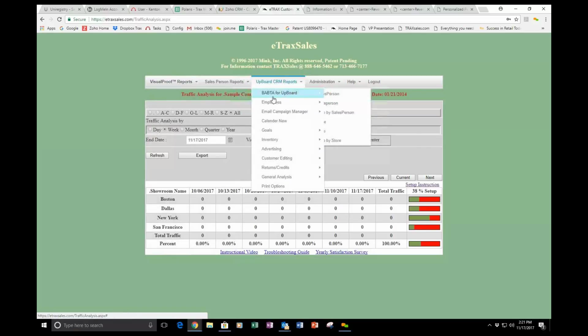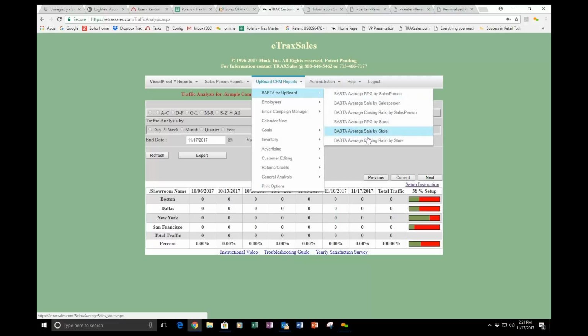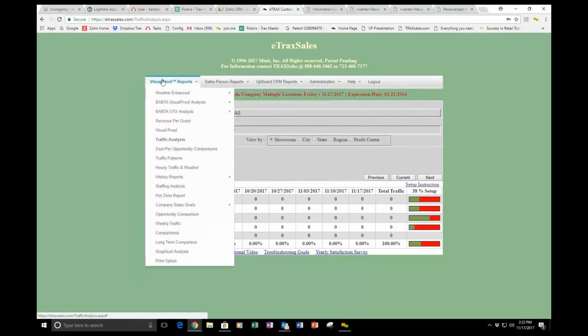On the upboard side, again, BABTA, we do revenue per guest by salesperson, closing ratio by salesperson, the revenue per guest by store. Now all these by store are for the up system, and all of these are for the visual proof. So they're going to be different. So you want to make sure that your revenue per guest is as close to this number as you can, because this is the truth.